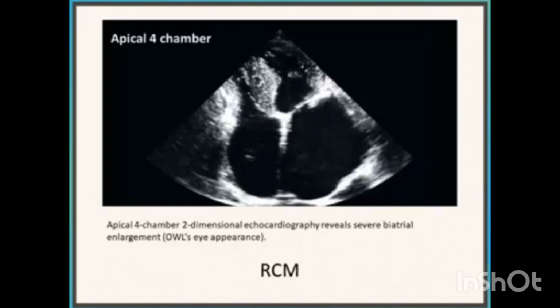One more finding which we will see in restrictive cardiomyopathy is apical. When you see the apical 4-chamber view in 2-dimensional echocardiography, it reveals a characteristic biatrial enlargement, which is also seen like an owl appearance. And if you see something like this in a 2D echocardiography, it's more suggestive of RCMP.